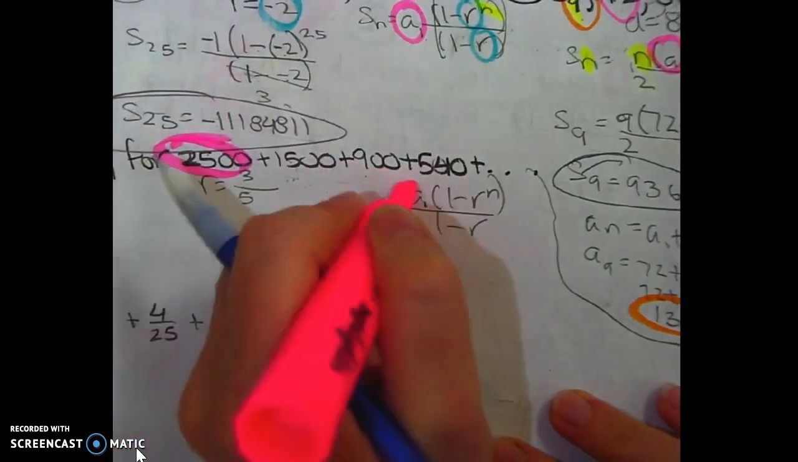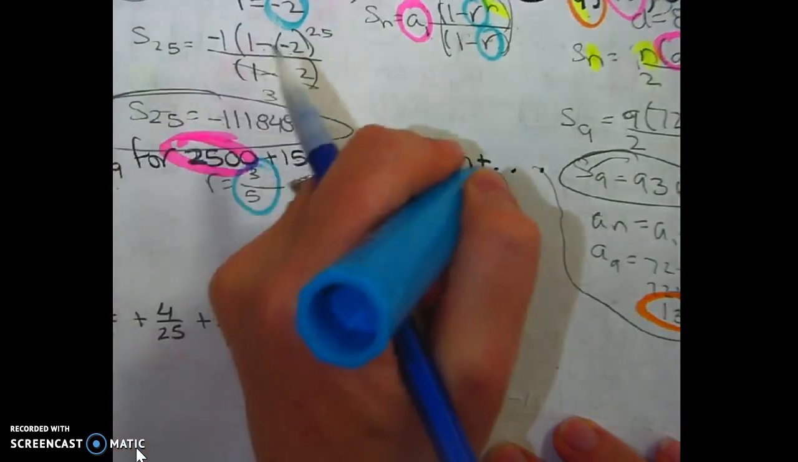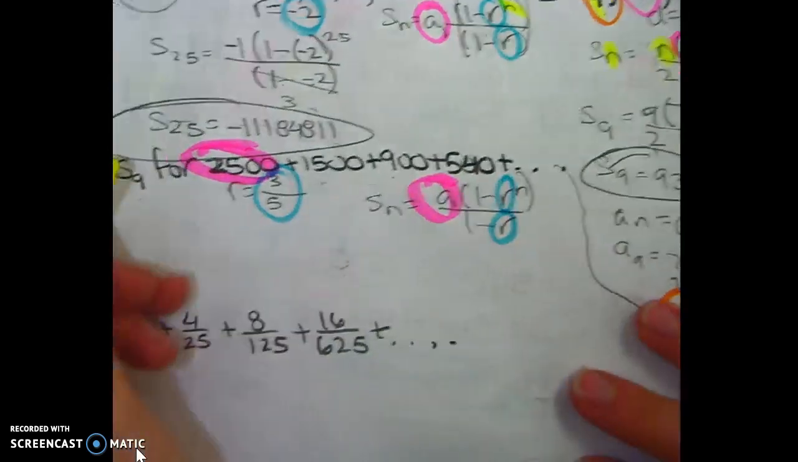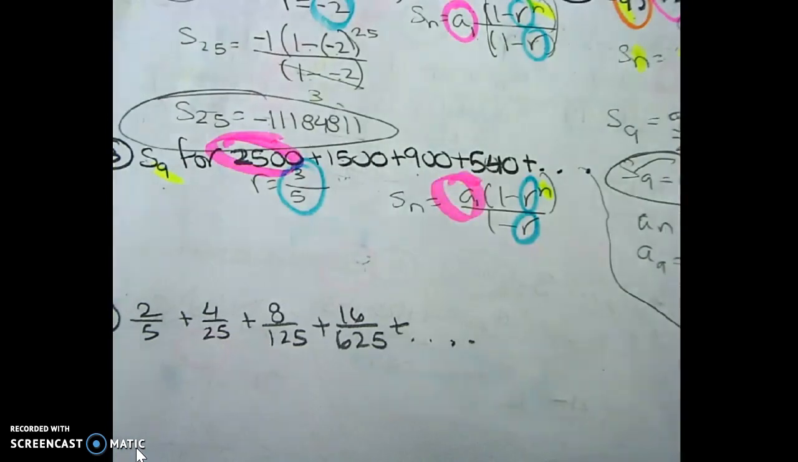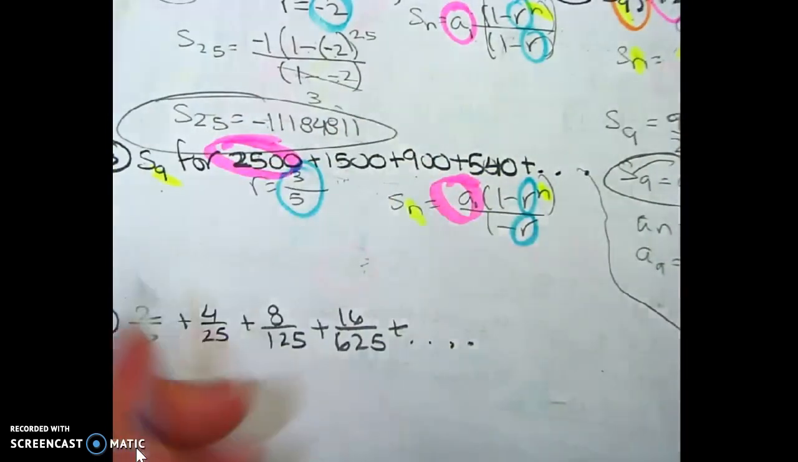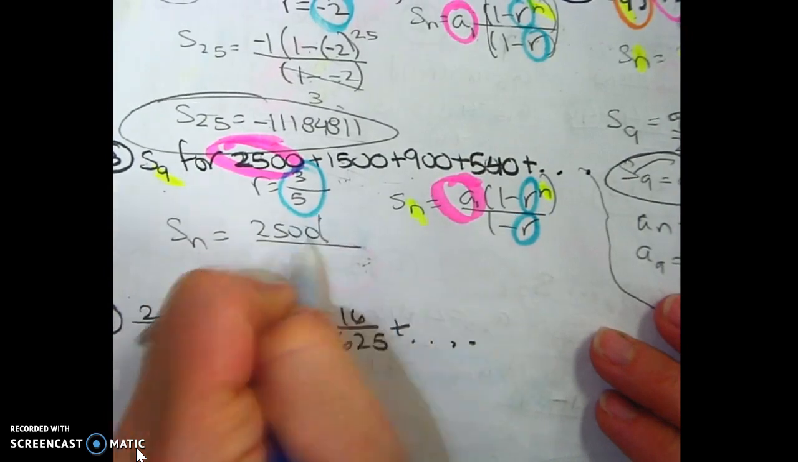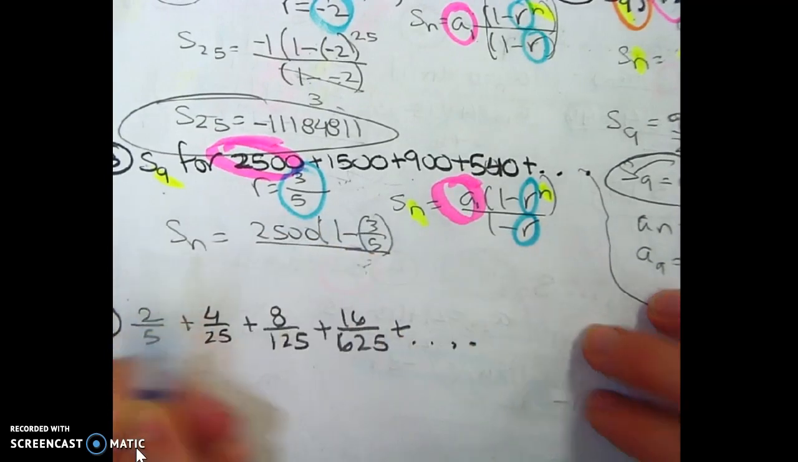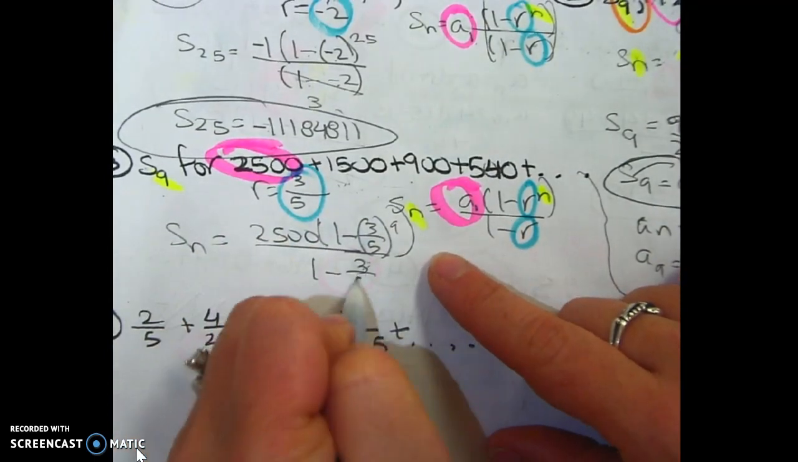So my first term goes there. My ratio goes here. And then the number that I want is 9, so that's going to go in for my n, and right there as well. So I'm going to go S sub 9 equals 2,500, 1 minus my ratio to the 9th power, over 1 minus 3/5.